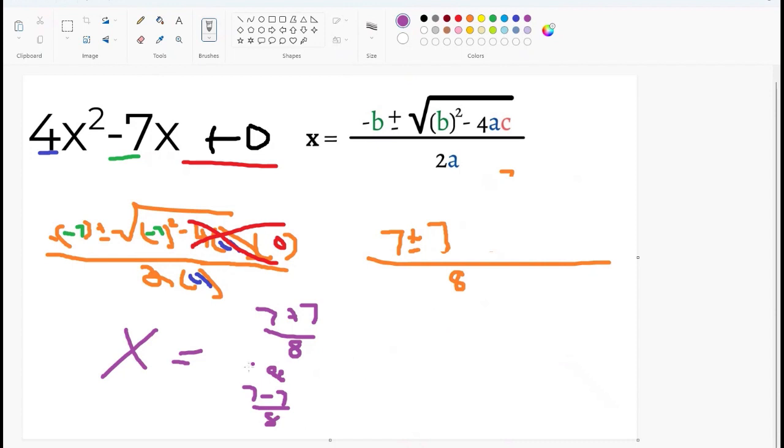Okay, so this and this, right? So this is equivalent to, 7 plus 7 is 14, right? So 14 over 8, and that simplifies to 7 over 4. And this is 7 minus 7, which is just 0, right? So 0 over 8 is just 0. So x is equal to 0 and 7 over 4.